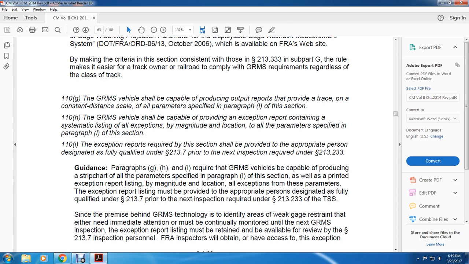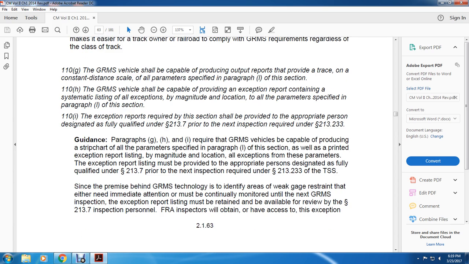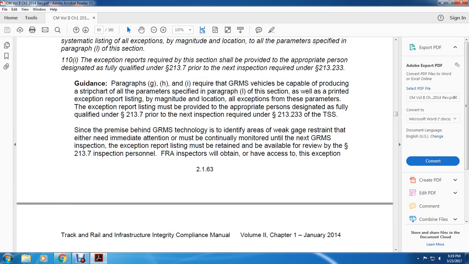Paragraph I: the exception reports required by this section shall be provided to an appropriate person designated as fully qualified under section 213.7 prior to the next inspection required in 213.233. Paragraphs G, H, and I require the gauge restraint measurement system vehicles be capable of producing strip charts with all the parameters specified in paragraph L of this section, printed with the exception report listing magnitude and location, and provided to the appropriate person designated as fully qualified under section 213.7 prior to the next inspection required in 213.233 of the Track Safety Standards.